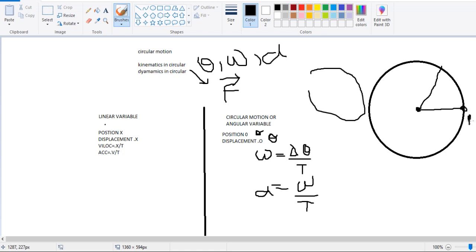For a while, consider that the position of a body is here at a point P1 at time T1, because the body has just started its motion. Point P1 is at time equal to 0. After a while, the body moves to this point, at time equal to, for a while consider, 2 seconds. Now it makes an angle theta. So we can see the body has moved through a theta angle, so there is an angular displacement.